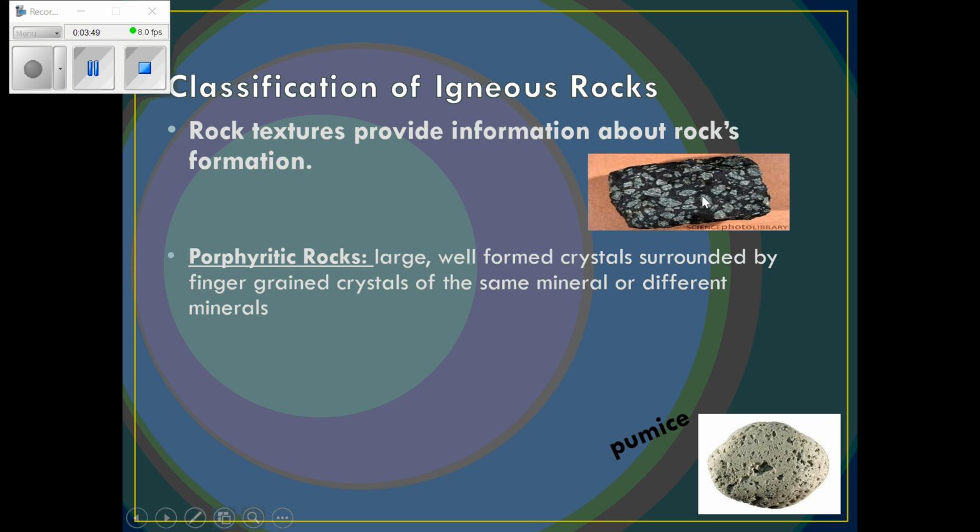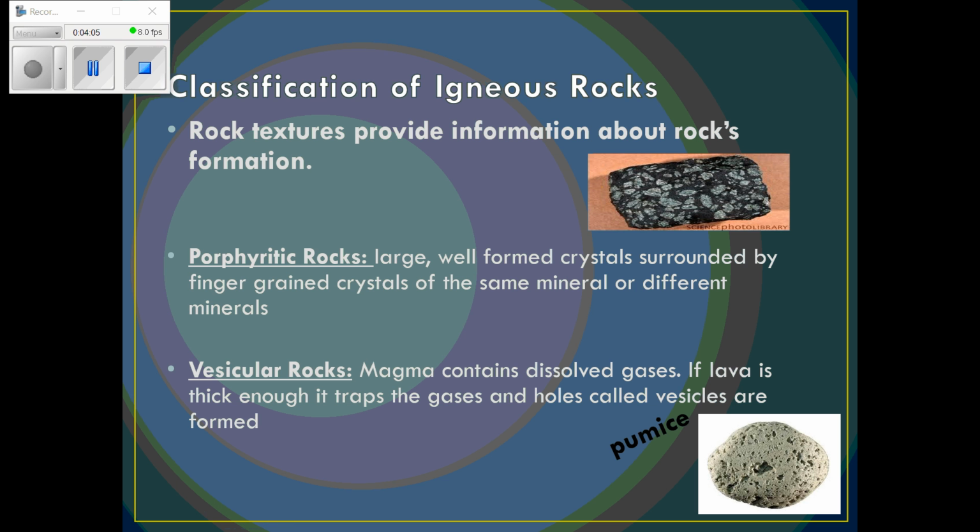fine-grained crystals. So if you can tell, we have large, coarse-grained right here on the top right in this picture, and then in the black part, you can't really see the crystals. So kind of think about large pores and small pores. That helps you. And then a vesicular rock is when the magma contains dissolved gases.